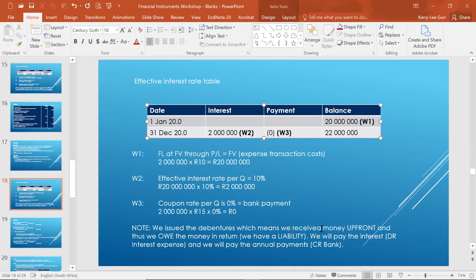So you'll see here, this explanation is actually the opposite of what we had in our previous example, where here we issued the debentures, which means we received money today. We received money up front and we owe it. We have to pay back the money. So we have a liability because we have to pay back that money, and we will be paying interest and the annual payments, but in this case, it's at 0%.